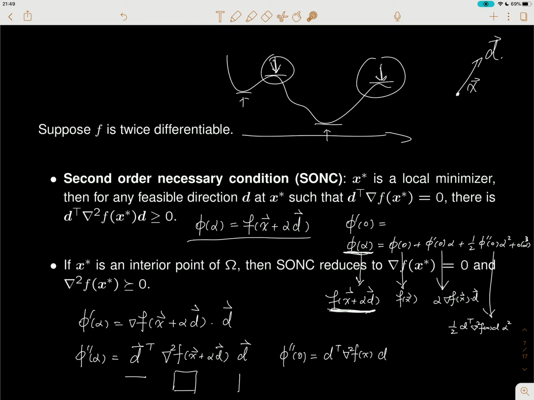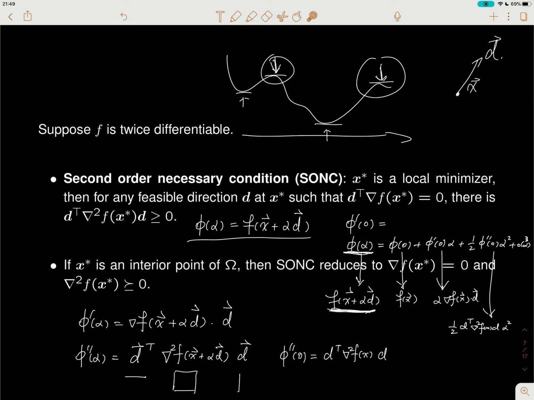Okay, so if x star is a local minimizer, then along any feasible directions such that the directional derivative is 0, you should have this quantity here. So for any feasible directions such that this holds, you should have this. Sorry, not the geometric meaning, we do the Taylor expansion. That's why we require this to be greater than or equal to 0.